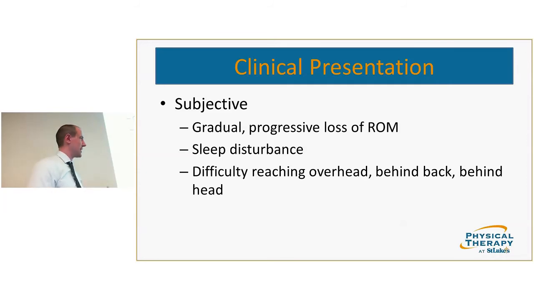And then usually they kind of give you a quick overview of how they reach, and it's not looking like they can get a whole lot of motion. You'll just kind of see a global loss of motion. They're really not able to get much overhead or behind the back, and they'll usually say they have trouble pulling up their pants, or trying to don a bra or a shirt. They'll just notice that they're having a lot of issues with that.